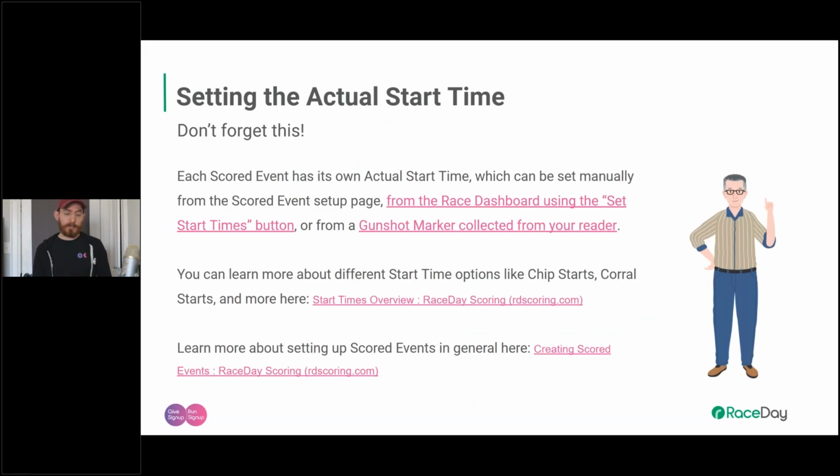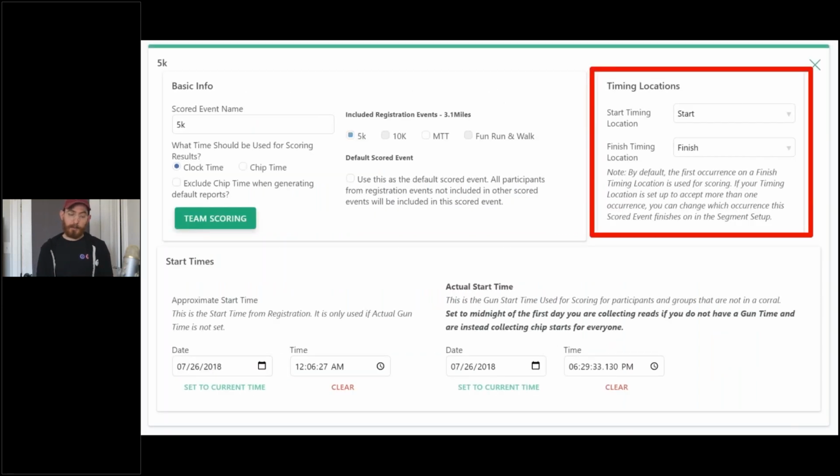And setting the actual start time. So this is the last really important part. When you are setting up scored events, you'll see back here that there's an approximate start time and an actual start time. The approximate start time is what the registration coordinator had said they expect the start time to be on the registration page. The actual start time is when you actually go and start the race. You can do it right from here.